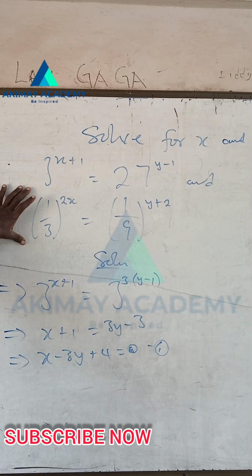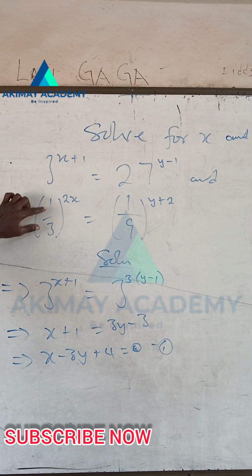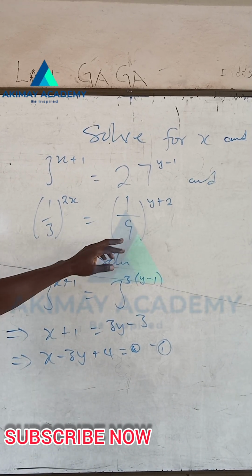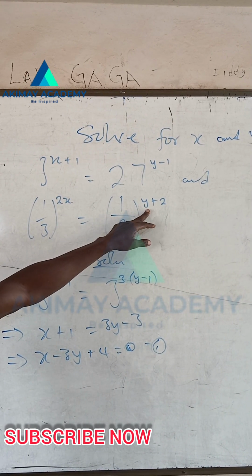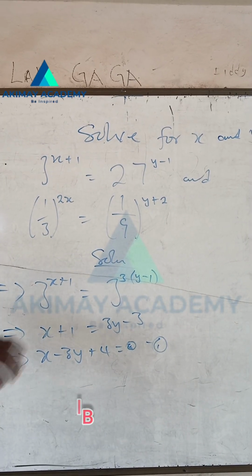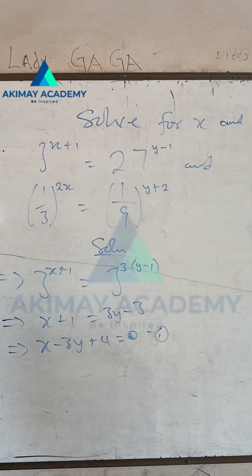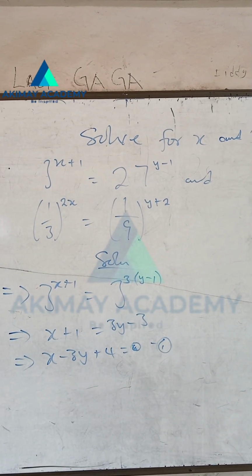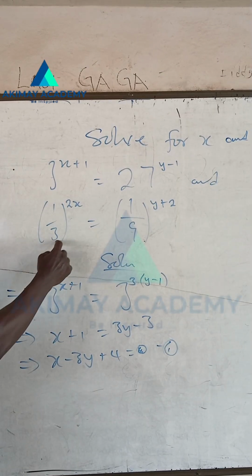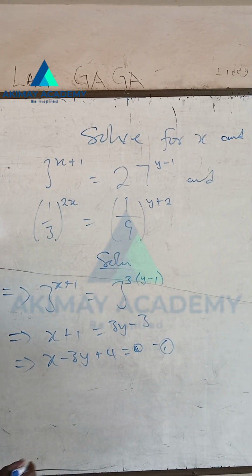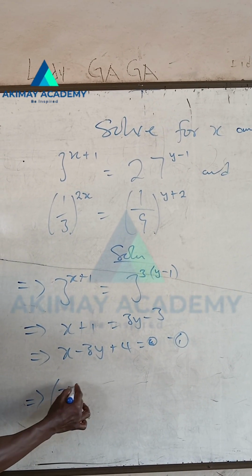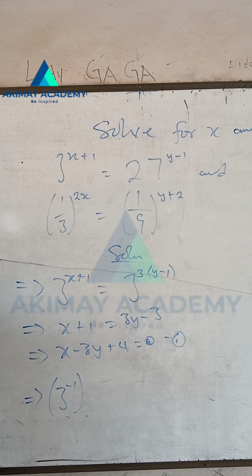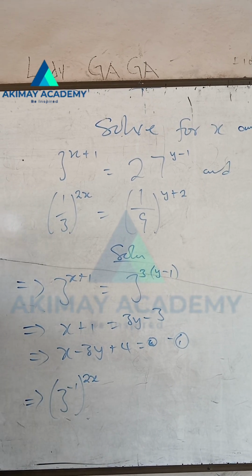Then we come back to the second part. We have 1 out of 3 to the exponent of 2x to be equal to 1 out of 9 to the exponent of y plus 2. So what we do over here is we have to break this one also down from this indices equation to a normal equation form. Okay, so we know that in terms of indices, 1 out of 3 can be rewritten as 3 exponent minus 1. Then we have our exponent still over there.